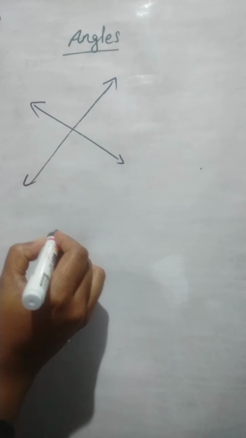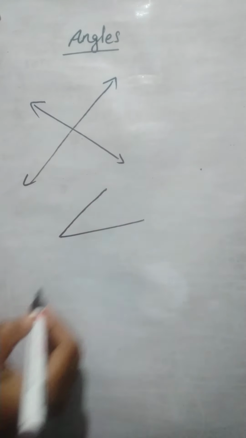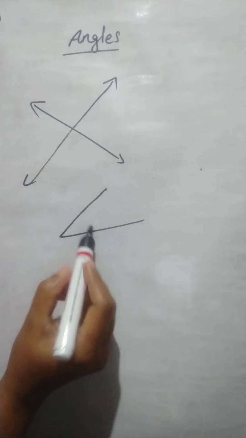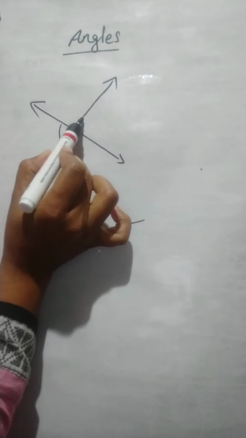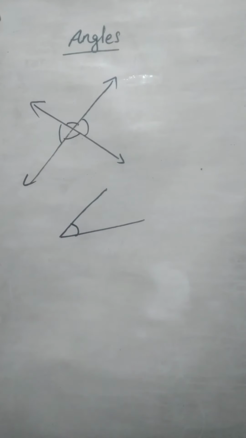Now we can study angles. Angles are formed when lines or line segments meet. That is, when lines or line segments meet, we can see angles. These corners are known as angles. Clear?